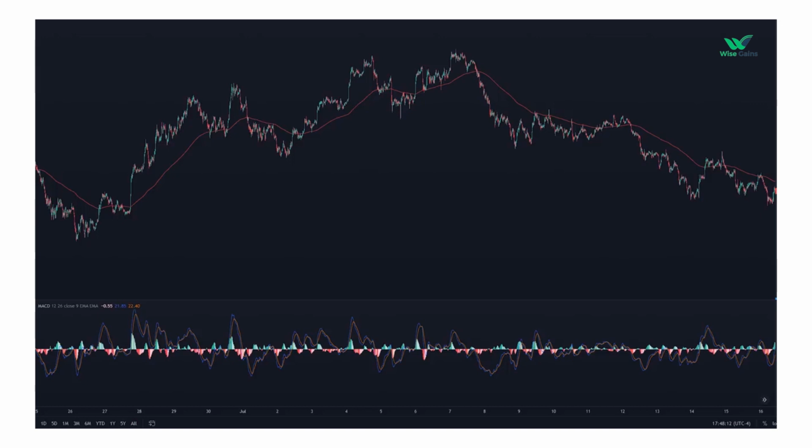Once we have the EMA indicator added, you'll see a single line. If the price is above that single line, the market is in an uptrend. And if the price is below that single line, the market is in a downtrend.